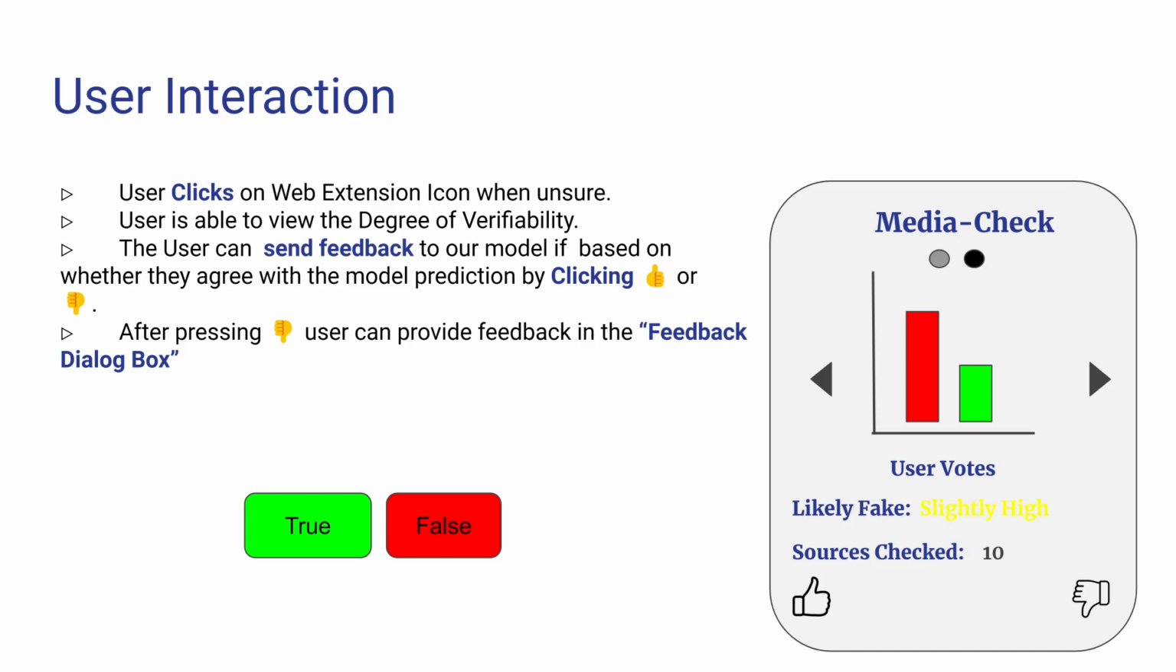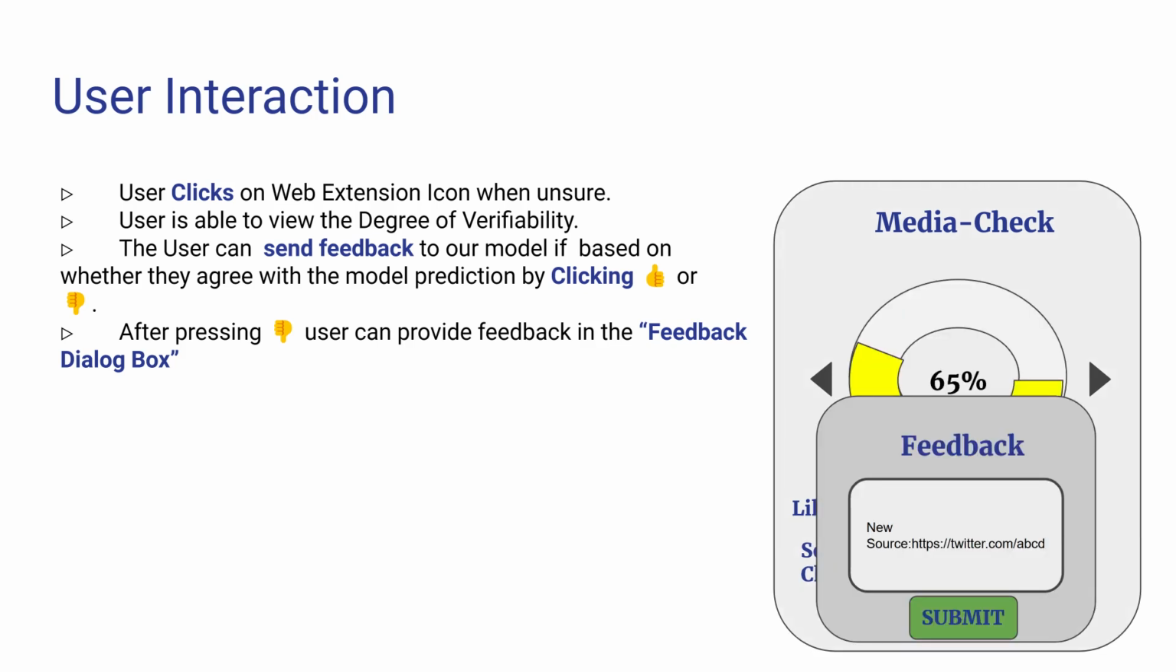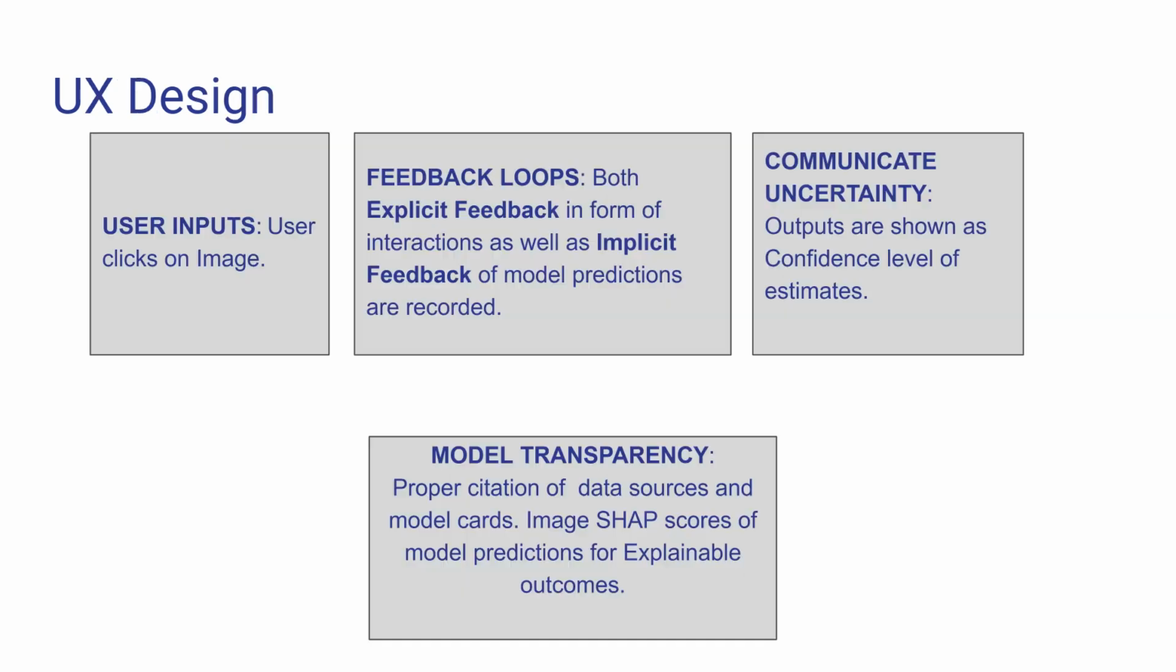The user will also be able to provide explicit feedback in the form of thumbs up and thumbs down. Implicitly, if the user does not interact with the thumbs up, or if he presses thumbs up, it will be recorded as one, that is a correct prediction. Otherwise, when the user presses thumbs down, a feedback box will be presented where he can provide more information about what he thinks about the particular model prediction when he does not agree with it.